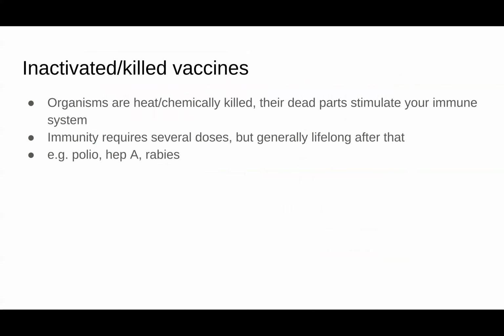So that's our attenuated vaccines. Next up are our inactivated or killed vaccines. These are organisms that are heat or chemically killed, and their dead parts stimulate your immune system. That's pretty cool, right? You kill a virus or a bacteria and inject it inside you, in the most simple way. There's lots of science that goes on before that, but that's the idea. And it provides immunity. Now, the important thing to note here is that these vaccines typically require several doses, but they're generally lifelong after that.